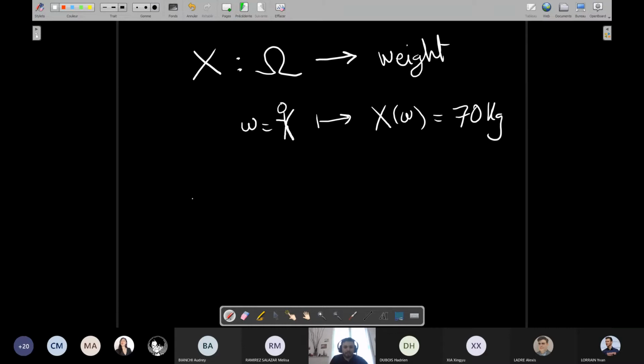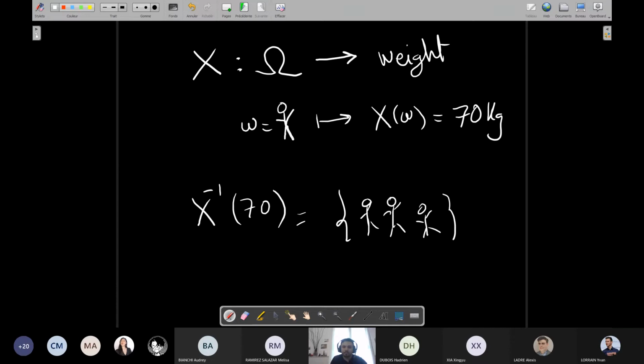Now, what is X^{-1} of 70? Well, it's just the set of all the people that have the same weight, 70 kilograms. Is it more clear? No, I don't think it is clear. Well, Siri doesn't think it's clear. Okay. What else?